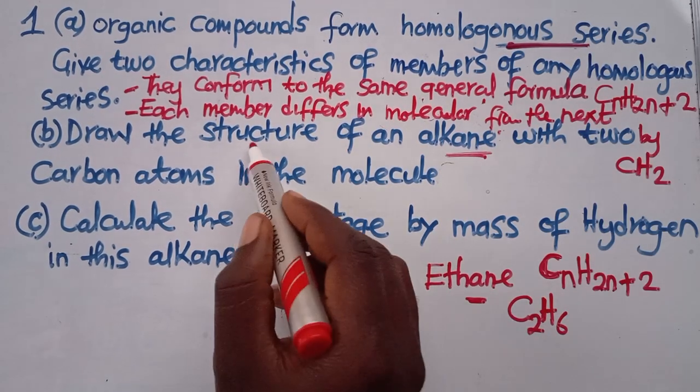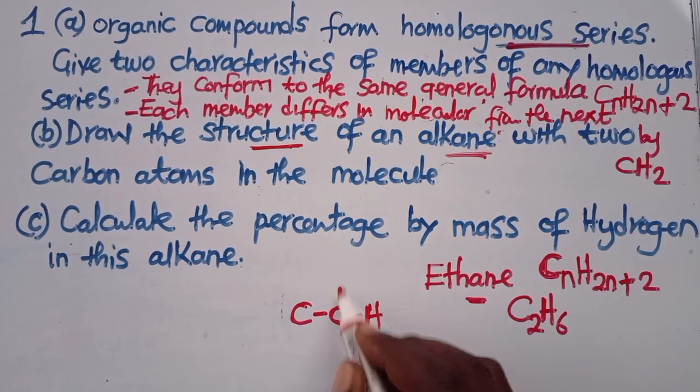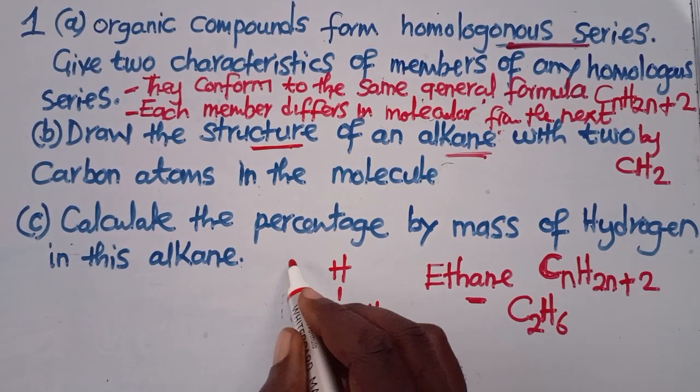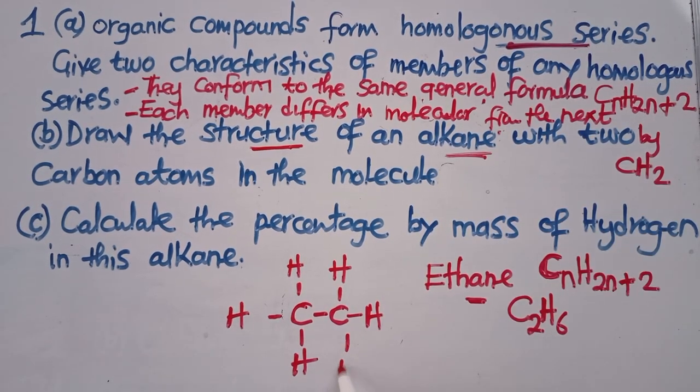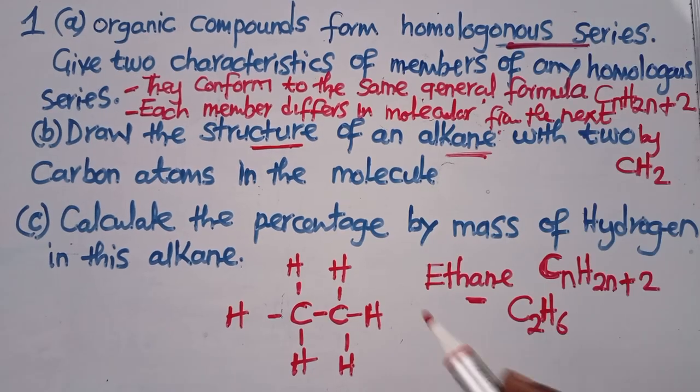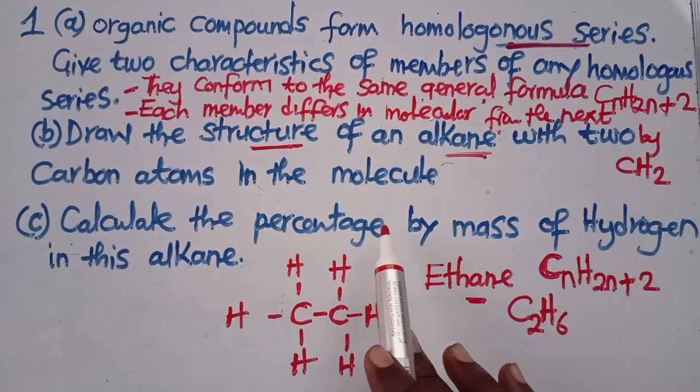We draw the structure because they want us to draw a structural formula. These alkanes have single bonds, so you just put single bonds like that. So this is how things are going to be. This is the structural formula. This is the structure of an alkane with two carbon atoms. We proceed now, we go to this one.